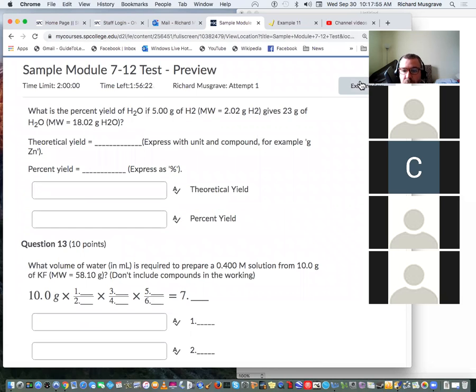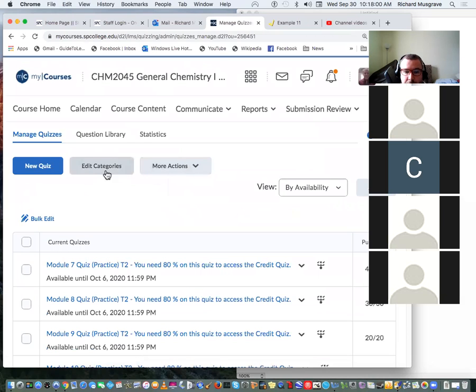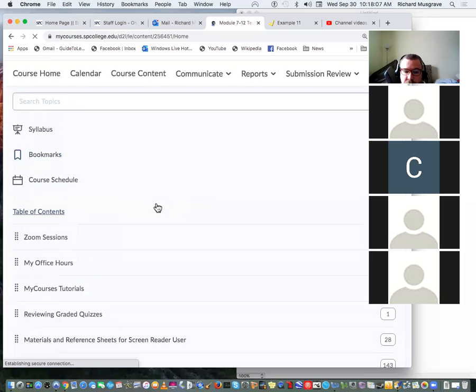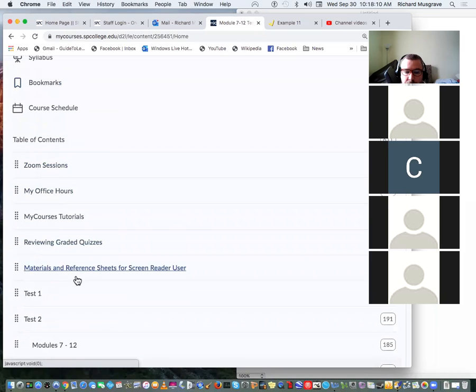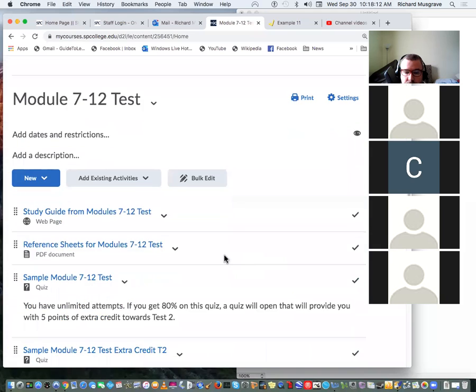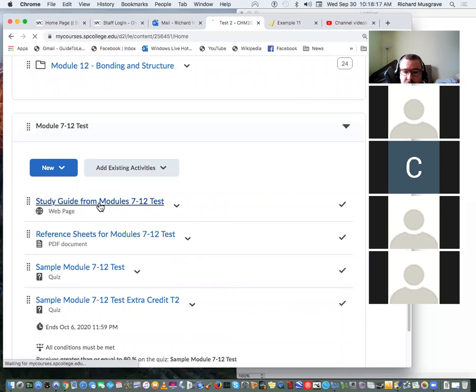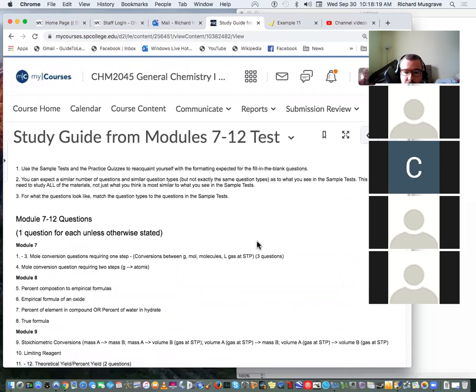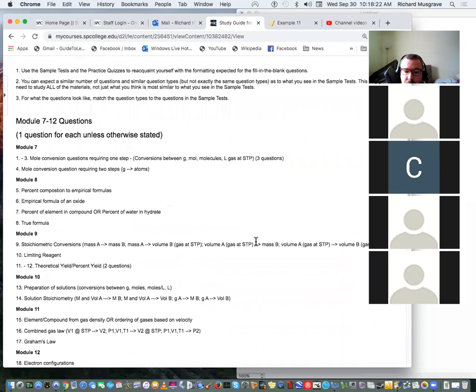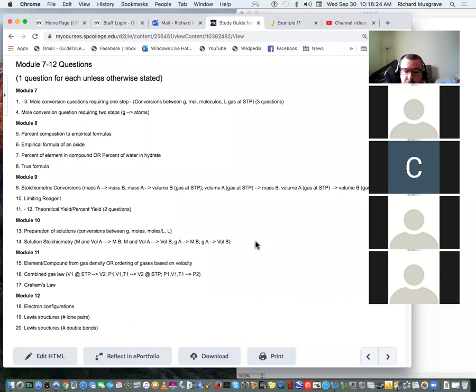And as far as what's on the test, I can actually give you information about that as well. Let's go back to the thing. I have this study guide that tells you the exact kind of questions that are possible for each question type. So if you look here, the study guide is very transparent. It tells you exactly what kinds of questions you should be expecting. So I would definitely look at that.